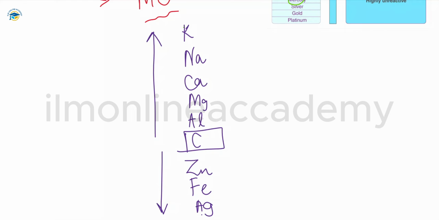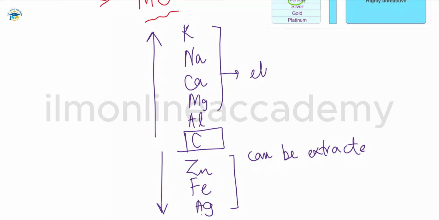Why not? Just because of that. Potassium, sodium, calcium, magnesium and aluminum are more reactive than carbon, and carbon is placed between the aluminum and the zinc in our reactivity series. So metals that are present below the carbon can be extracted by heating their oxides with the carbon, but those that are present above the carbon must be extracted by electrolysis.